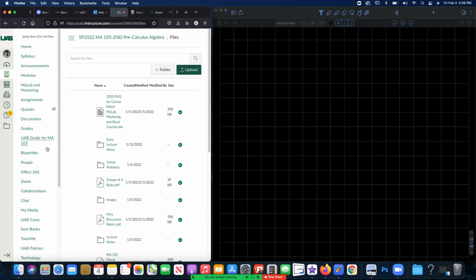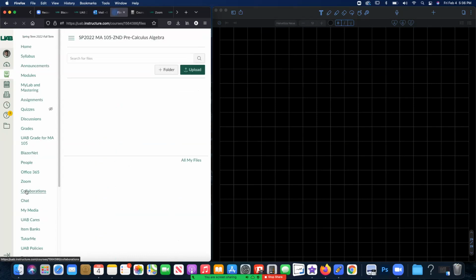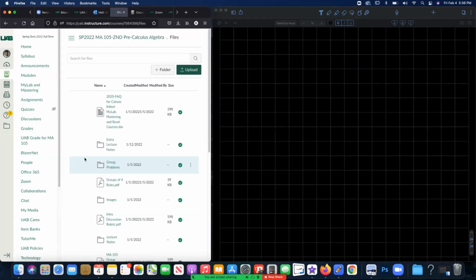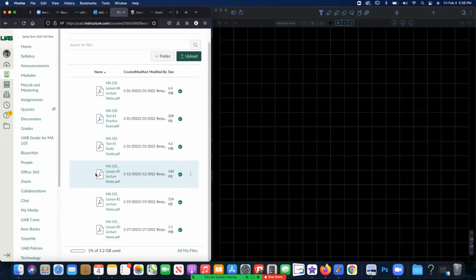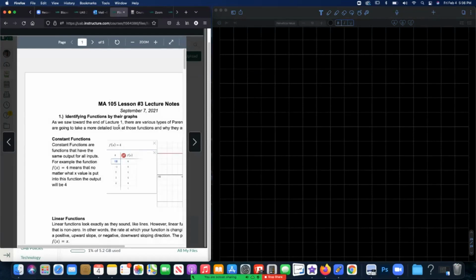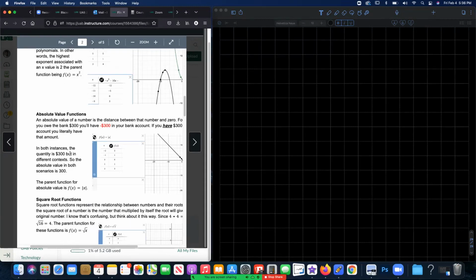Okay, so I'm just going to reiterate what I was saying, for those of you who are on the recording and watching. If you go under files, you're looking for extra practice, go under extra lecture notes. I'm posting these for each lecture that we have. For example, for lecture 3, I talked about constant functions, linear functions, and so on.